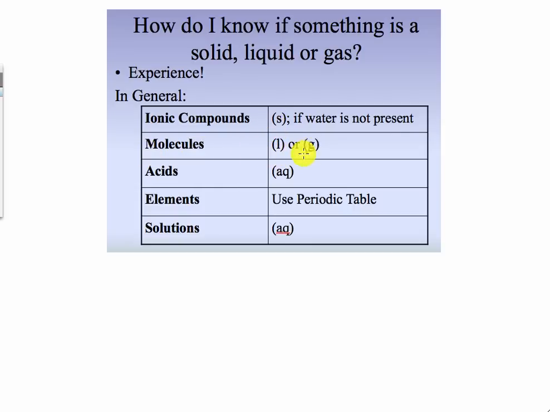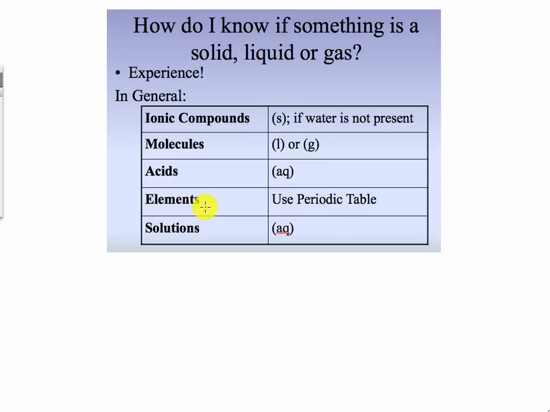Molecules tend to be liquids and gases, but again, they can be solids. But for the most part, molecules like water tend to be a liquid, carbon dioxide a gas, table salt's a solid. So ionic compounds, solids; molecules, liquids and gases at room temperature. Acids, we're going to use a standard AQ for that. So anytime you have an acid, you're going to put the state of matter AQ because the acid will almost always, for you guys, be dissolved into water.